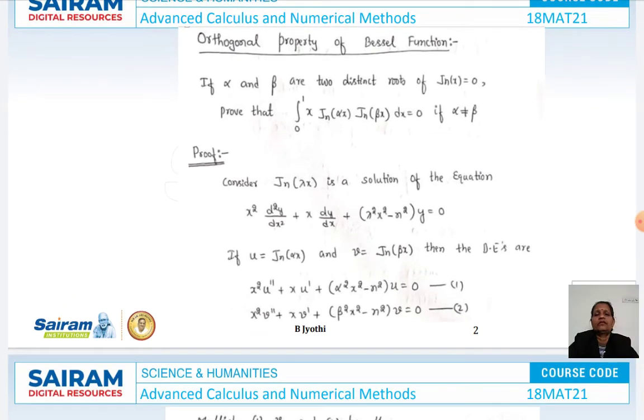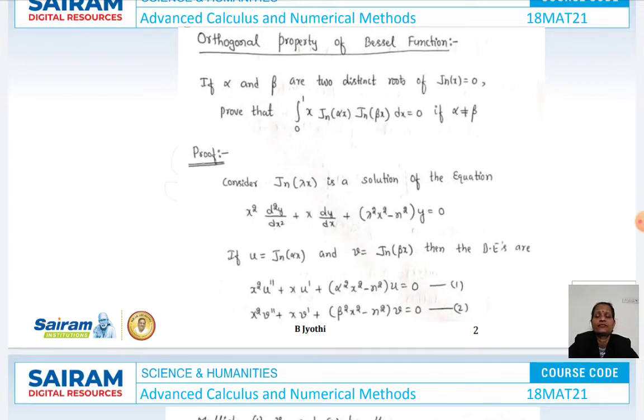The orthogonal property of the Bessel's function states that if alpha and beta are two distinct roots of Jn of x is equal to 0, then prove that the integral from 0 to 1 of x Jn of alpha x into Jn of beta x dx is equal to 0 if alpha is not equal to beta.